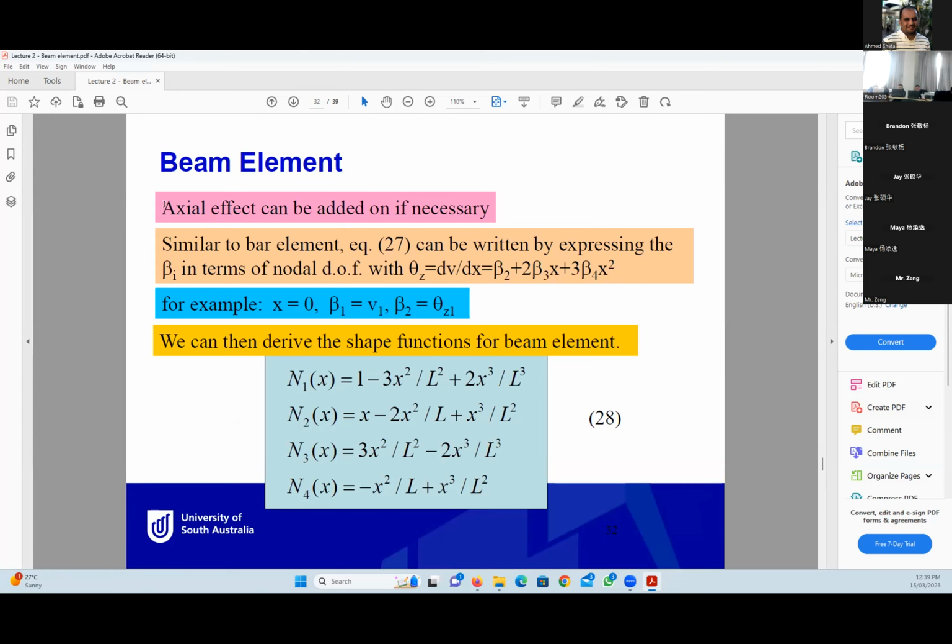For a beam element, axial effect can be added. If we add the axial effect, it will be called a frame element. So the beam element and the frame element are very similar, and the axial effect can be added or neglected. If you are using only a beam element and neglecting the axial effect, you don't need to include it. If it is a frame element, you have to include the axial effect.